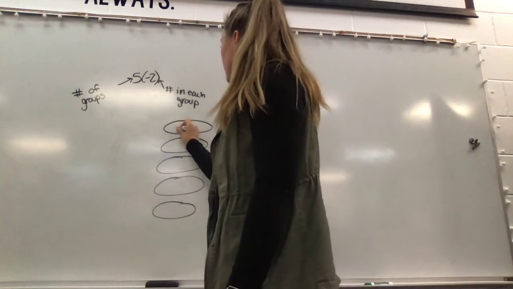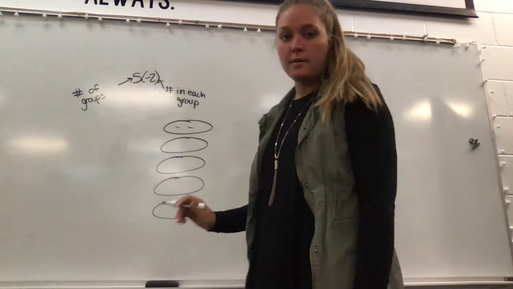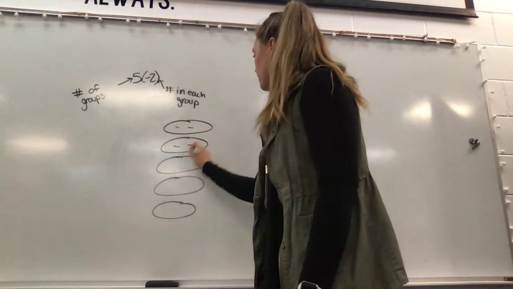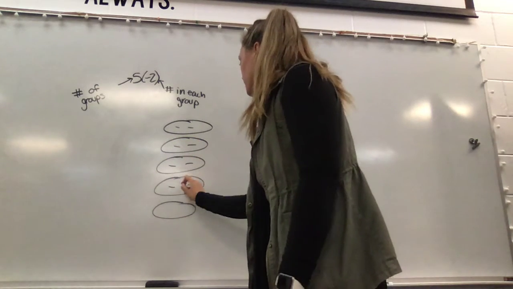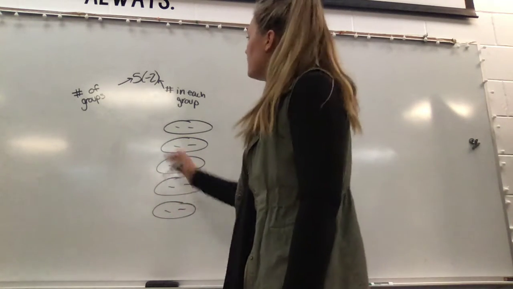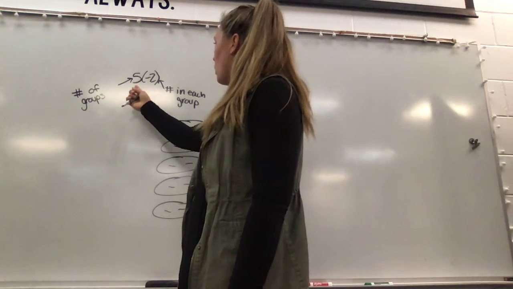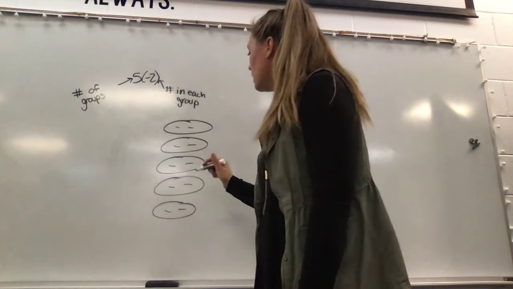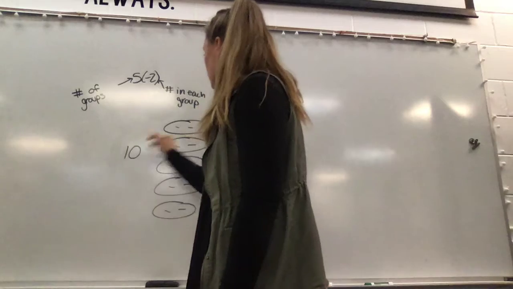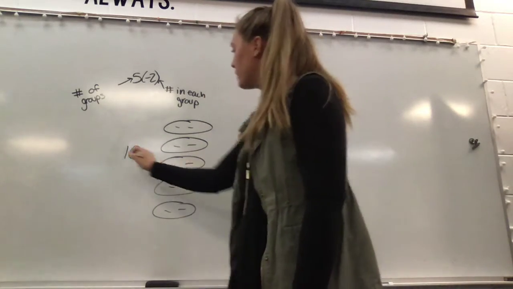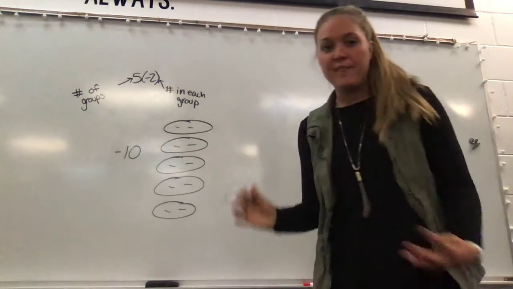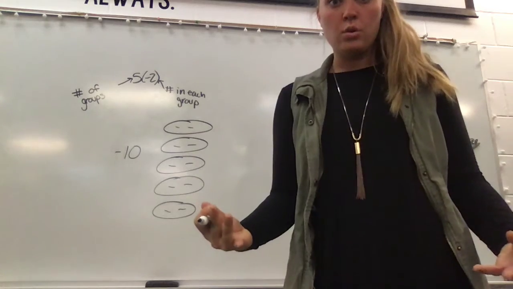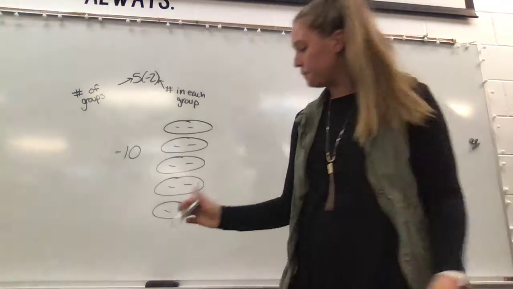Now I need to show that these are negative. So there's my 2 negatives. And I need to put 2 negatives in each of the 5 groups. So 5 times negative 2, or 5 groups of negative 2, is 10. So I used up 10 tiles, but they're all negative. So it's a negative 10. So 5 times negative 2 is a negative 10.